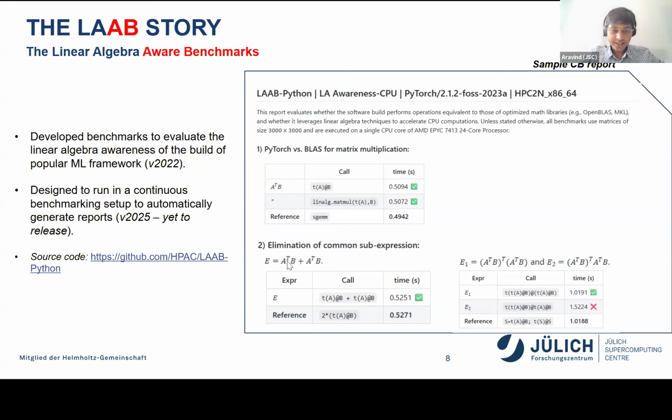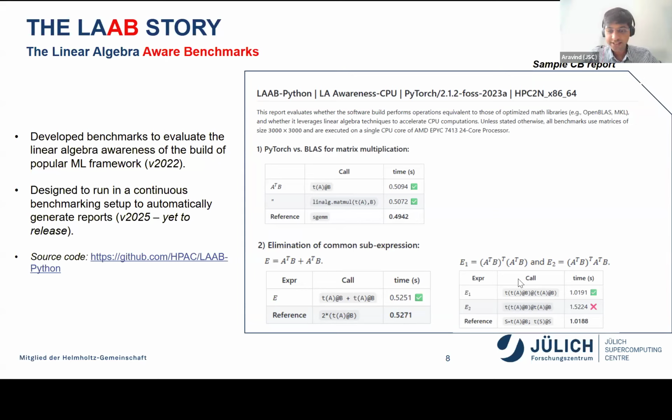And then we check a lot of other optimizations like common subexpression elimination. For example, here you see two expressions which have the same common subexpression. So if you give this as input, is your framework computing the matrix multiplication twice, or just once? Here, for one matrix multiplication of size 3000 by 3000, it takes 0.5 seconds. So this should not be twice as much. Otherwise, it's doing redundant work.